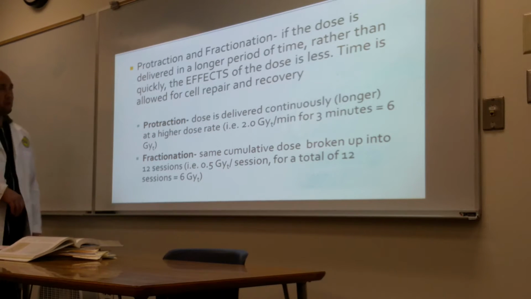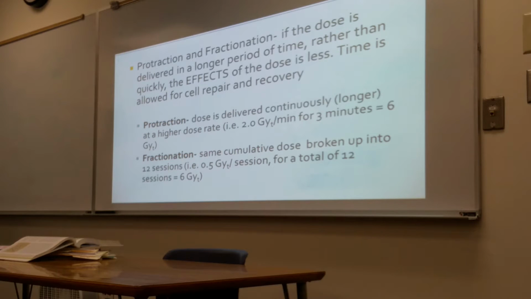Radiation exposure, how it's delivered, can determine whether or not there's going to be any type of cell recovery in between these exposures. So the concept that we're going to be talking about here is protraction and fractionation. It says here, if the dose is delivered in a longer period of time rather than quickly, the effects of those doses are less. Time is allowed for cell repair and recovery in between. So the lengthening of time for the delivery of doses can be accomplished in two ways. This is going to be protraction and fractionation.